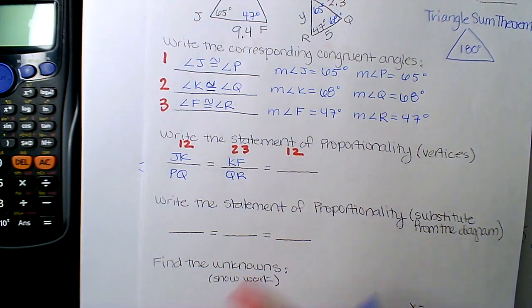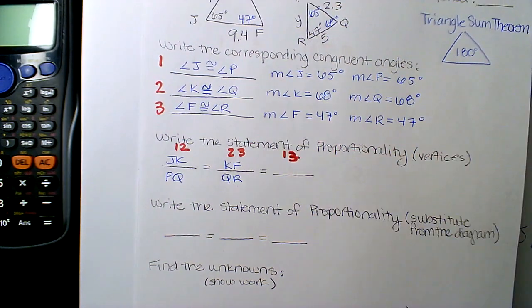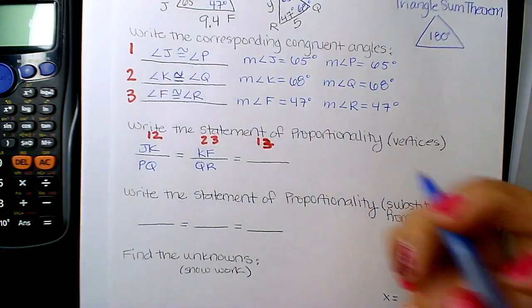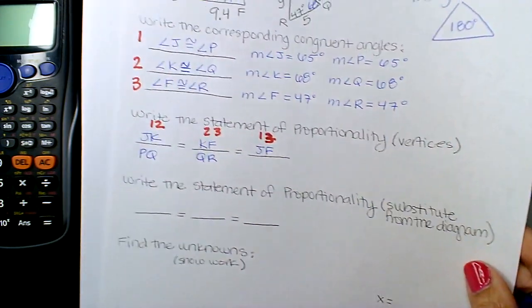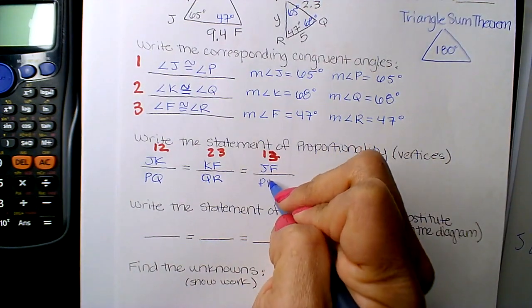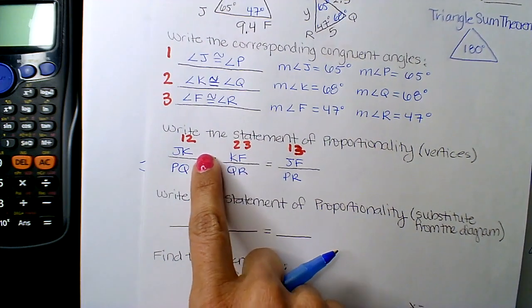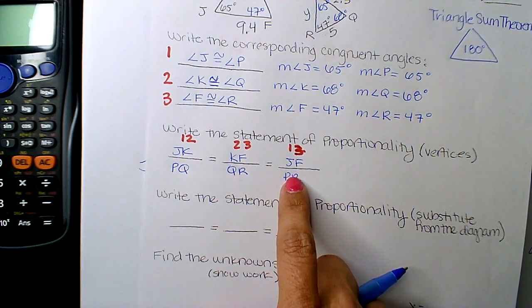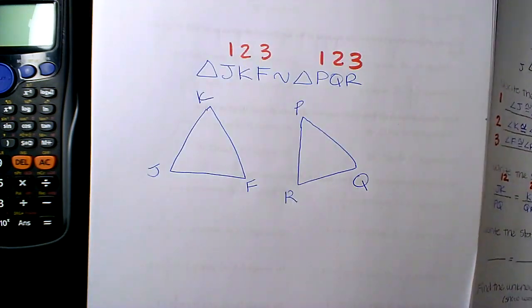Oh wait, this is supposed to be first and third, you guys. I don't know why I got 1, 2 happy. And then the first and the third, JF, PR. And so what you should notice is that one triangle is in the numerator top position, the other triangle takes the bottom position. Okay, so look, now we're going to color code.